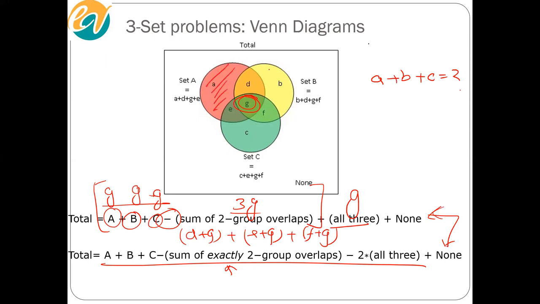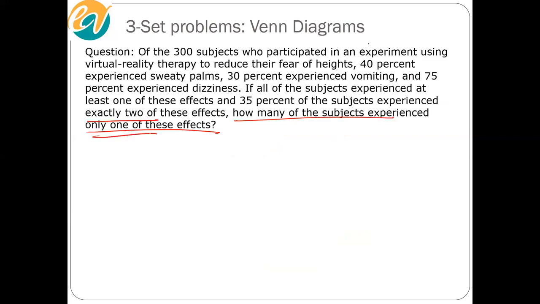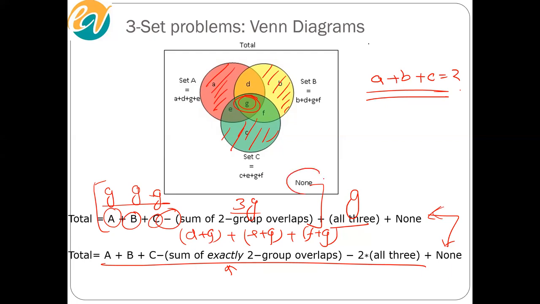This is only one. Similarly, only one and only one. So we have to find out the value of small a plus small b plus small c in this particular question. Correct? Now, again, for this question, tell me what's the value of none?